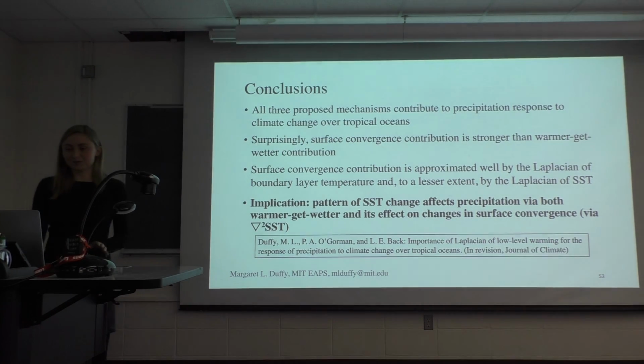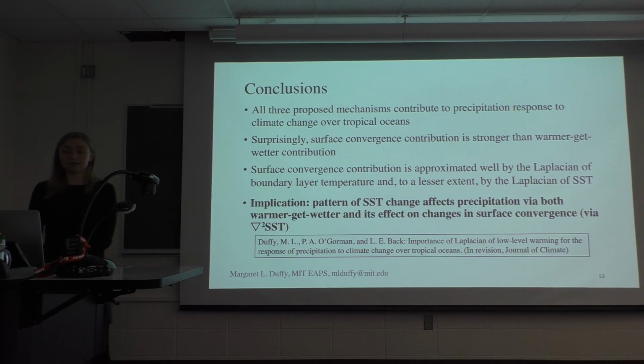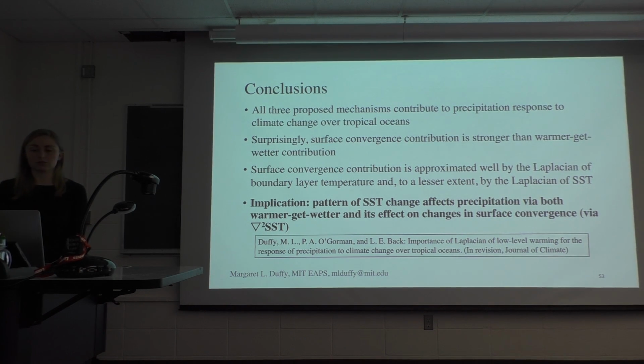Okay, here's my conclusion slide. We've covered a lot here, but what we've learned, I think, is that all three of the mechanisms that I introduced in the beginning do matter for the response of precipitation over tropical oceans, but we're surprised by how big that surface convergence contribution is, especially as compared to the warmer get wetter contribution. And again, that surprise is just because of the prevalence in the literature.